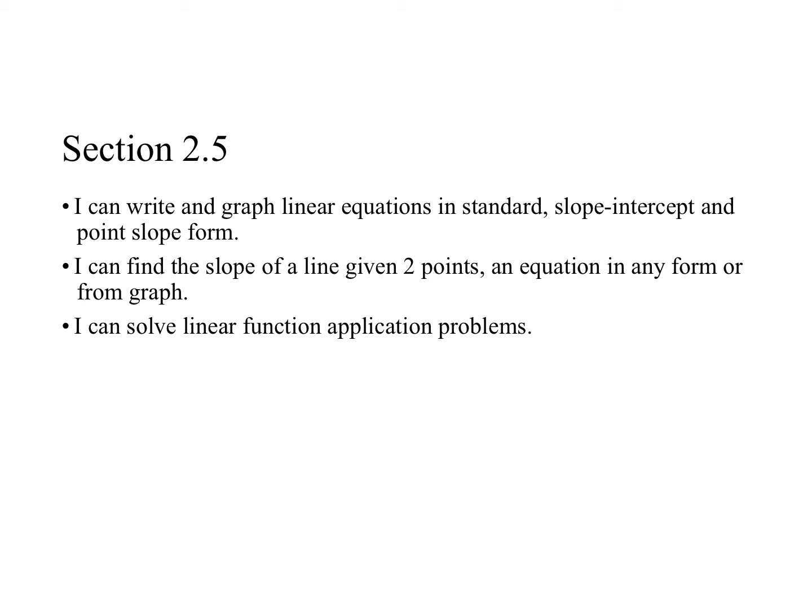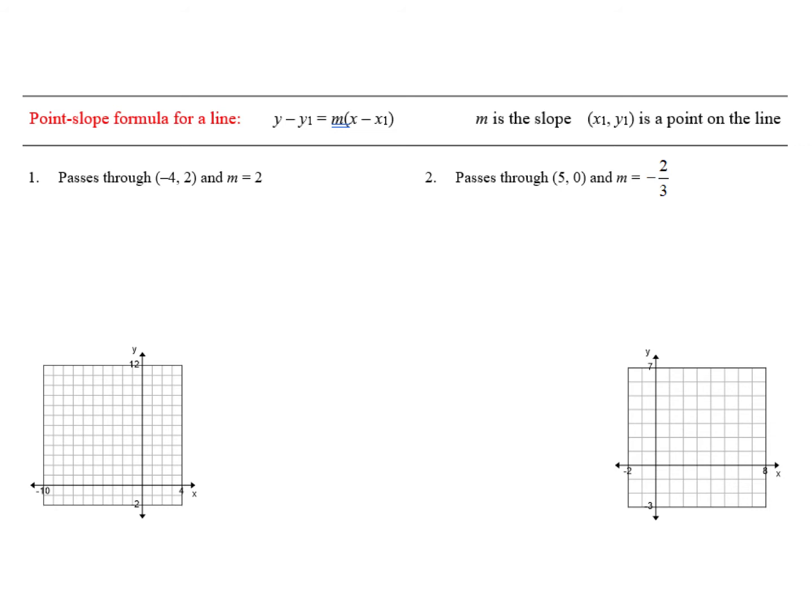In this video, we're going to talk more about lines and the point slope form and a few linear functions. The point slope formula for a line is y minus y1 equals m times x minus x1. M, of course, is the slope, and then x1, y1 is the point on the line.